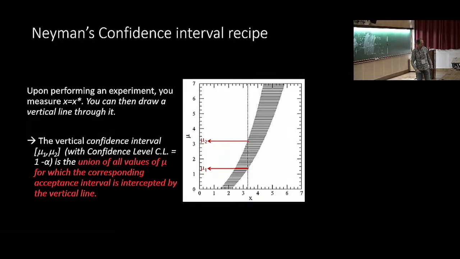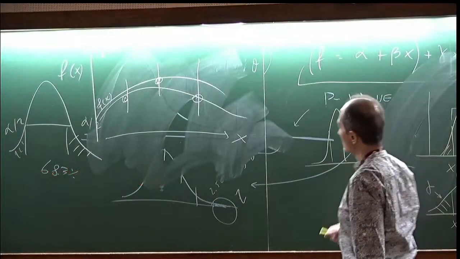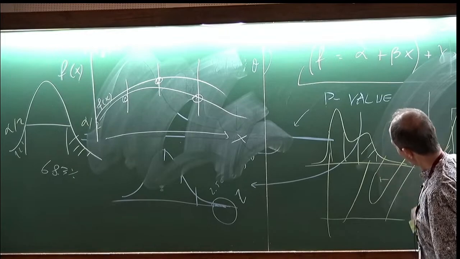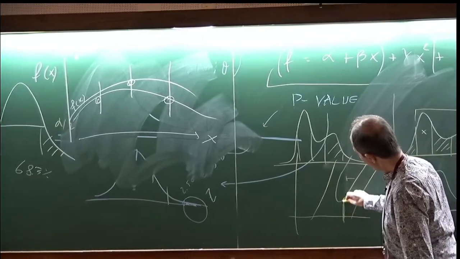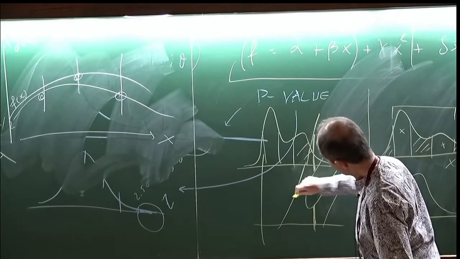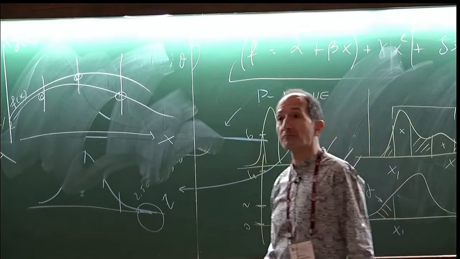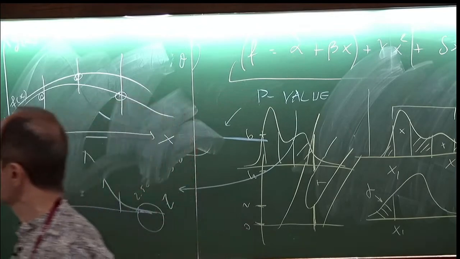So you see that it is a rather complicated recipe, but it is a recipe that is guaranteed to cover. And we'll see what coverage is in a second. So this confidence interval is the union of all the values of mu that are intercepted by this line, okay? And be careful, because we might be in a situation where we have more disconnected regions. The confidence belt might not even be connected. It might be something like this, for instance, where you have a hole here. So if I measure x here, the possible values of mu would be these, okay? So I would have the interval from 0 to 2 and from 4 to 6.